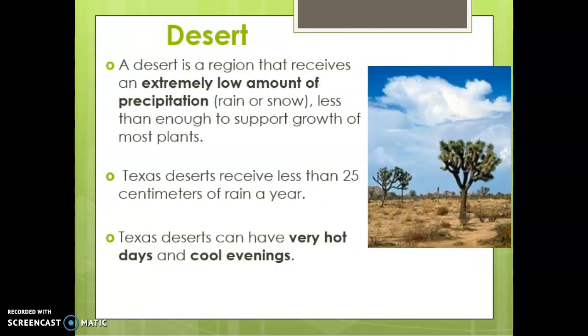The first ecosystem we're looking at is the desert. What is a desert? It's a region that receives an extremely low amount of precipitation. That's rain or snow. It's less than enough to support the growth of most plants. So it's a really tough ecosystem to survive in. Texas deserts receive less than 25 centimeters of rain a year. Texas deserts can have very hot days and cool evenings.